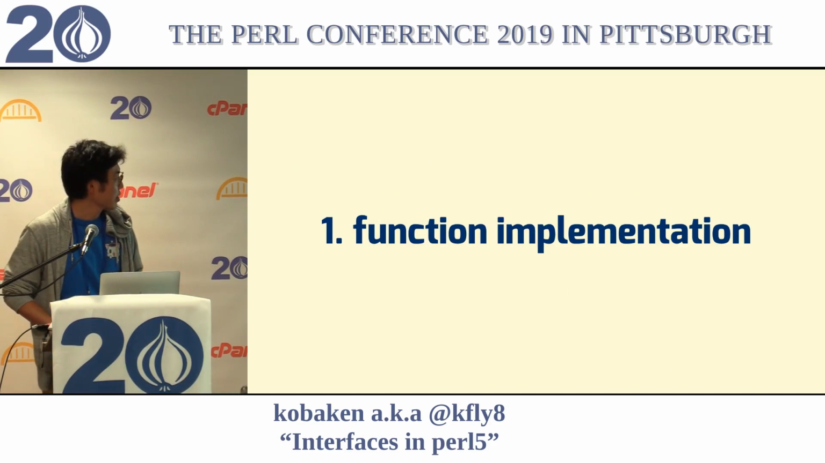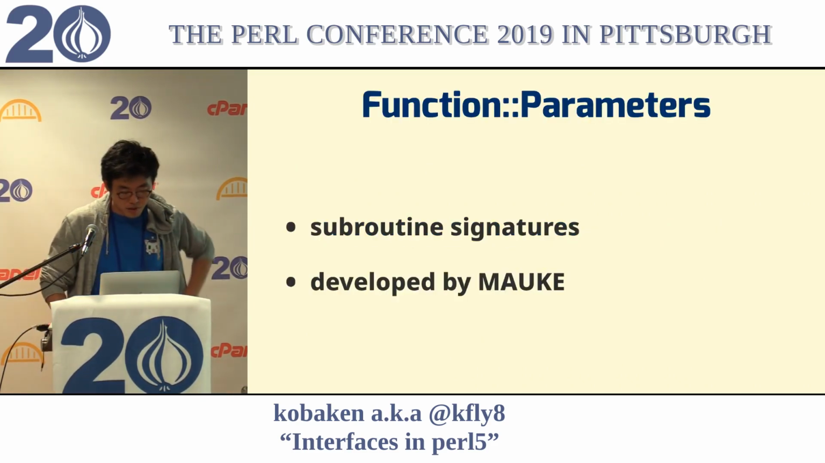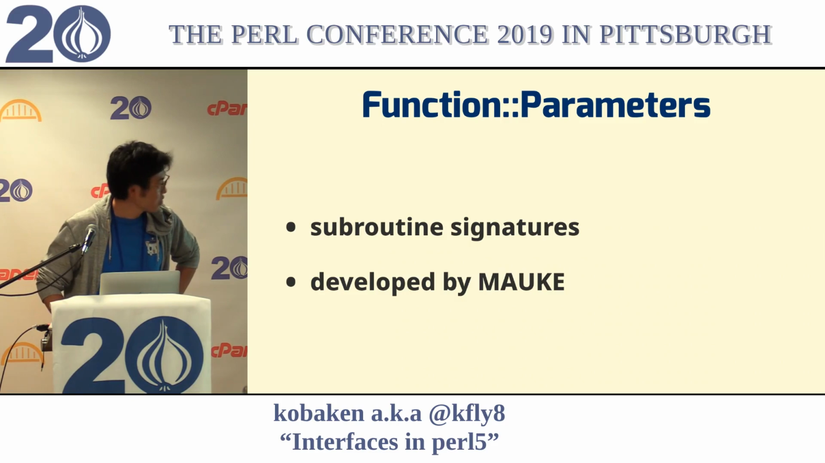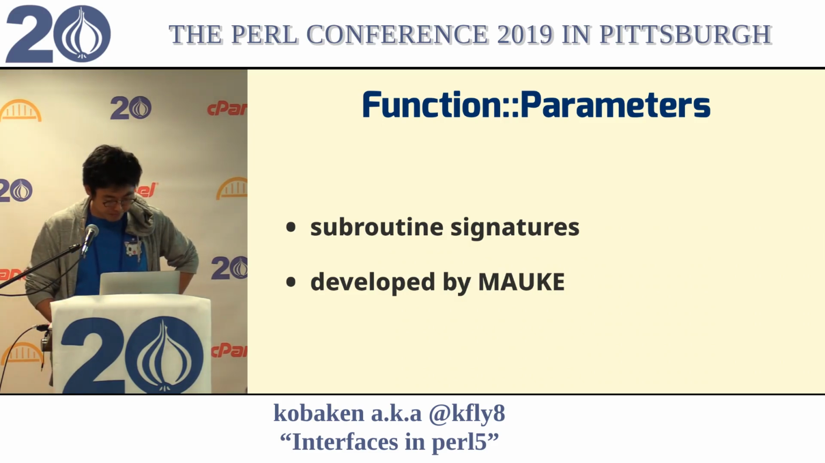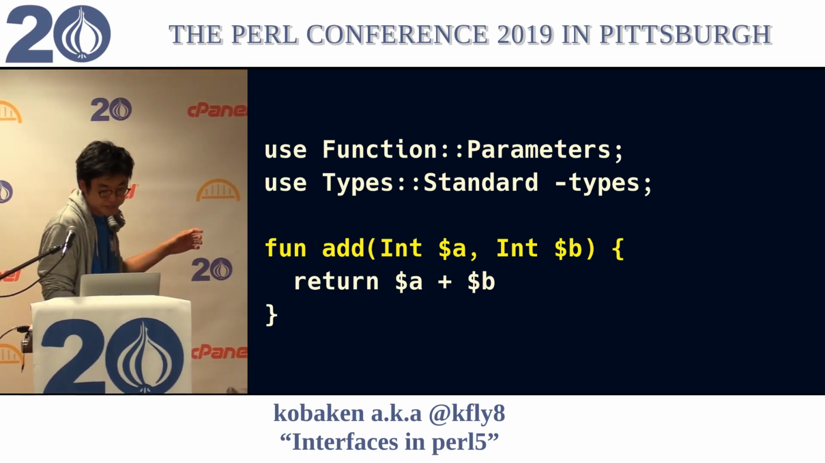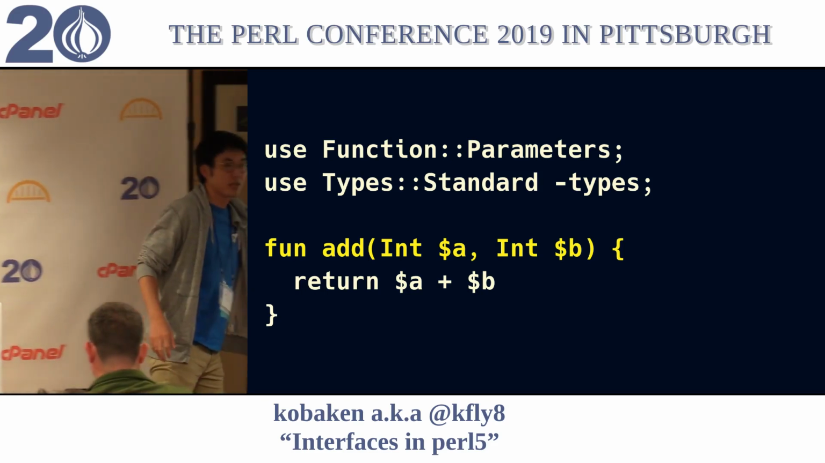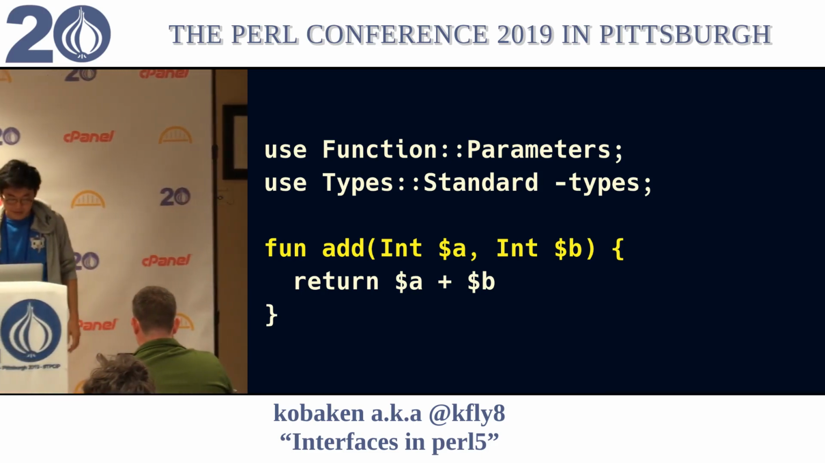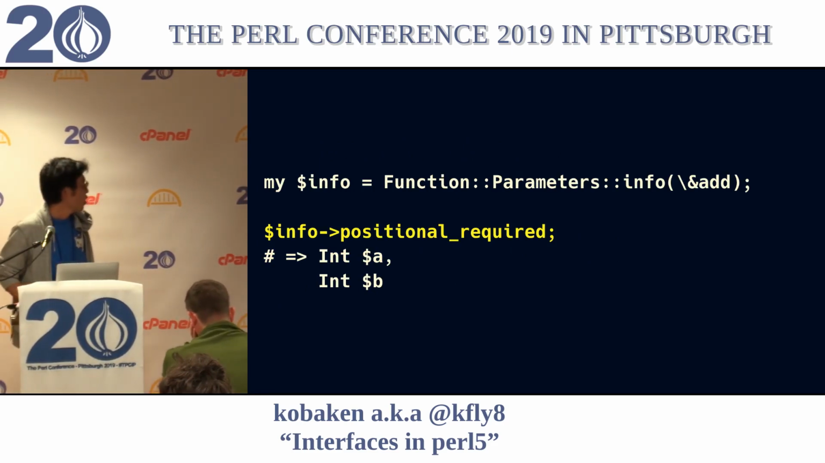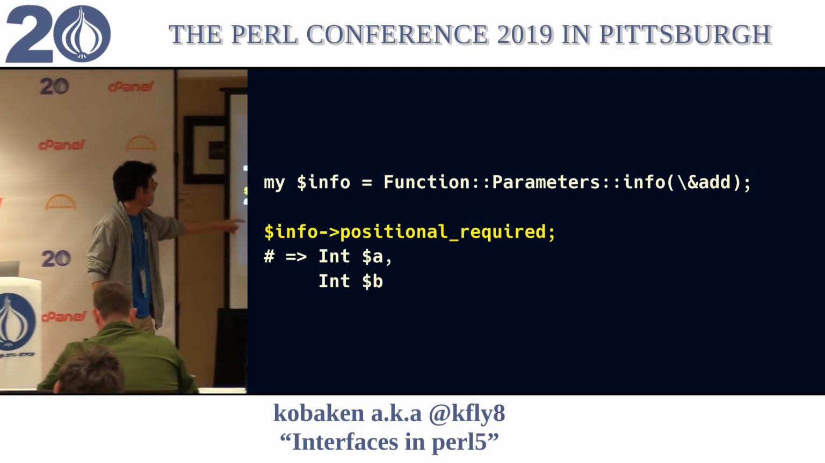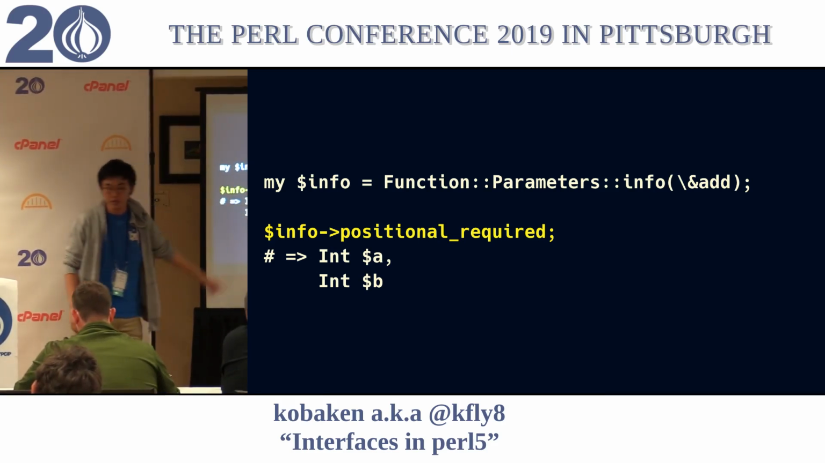First, function implementation. Function interface uses Function::Parameters. This module provides subroutine signatures. So we can specify parameters, integer and integer. We can get meta information of the function arguments with the info function. So in this case, we can get Int $a and Int $b.